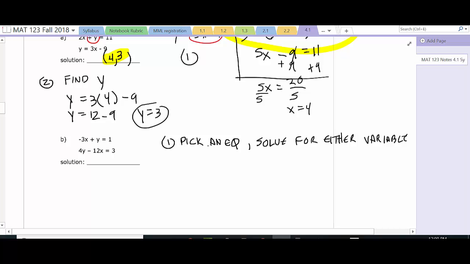So what we're going to do in step 1 is let's just write down the top equation, negative 3x plus y equals 1, and then just get y by itself. So you can do that in your head. That would give y equals positive 3x plus 1. Be sure you change the sign when you do that. Okay? What's that?